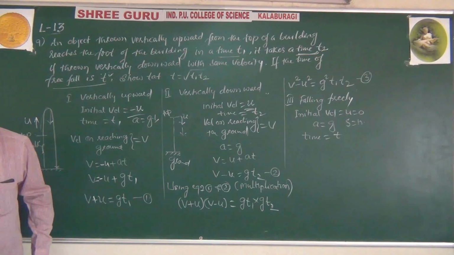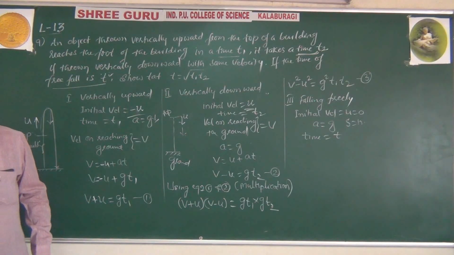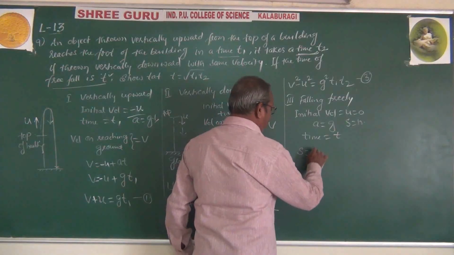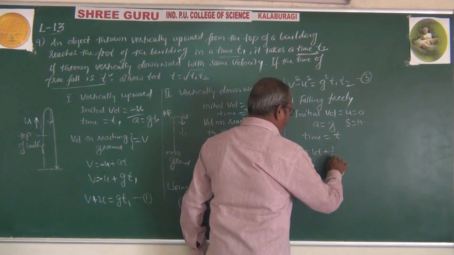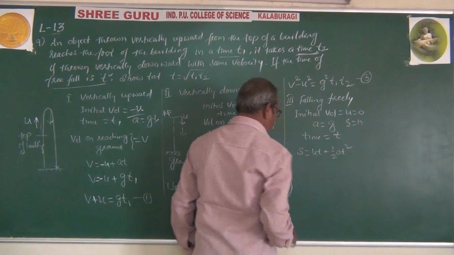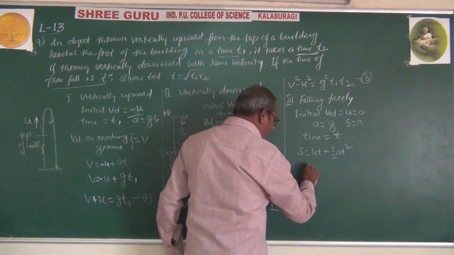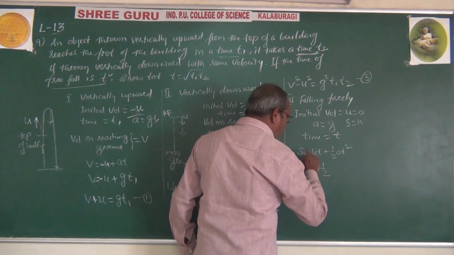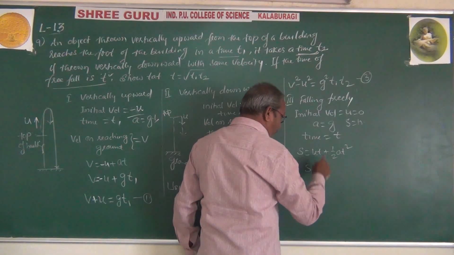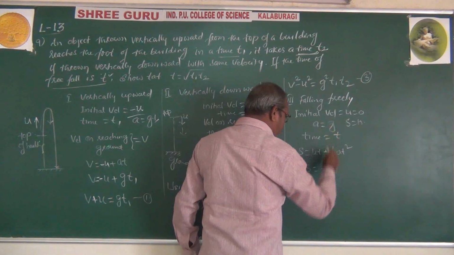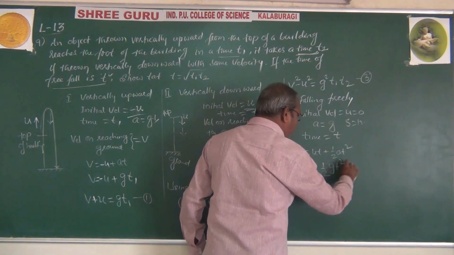Now for this case, the distance s: actually we have s equals ut plus half a t square. u equals 0, and 0 into anything is 0. So s equals 1 by 2, a is nothing but g, so s equals 1 by 2 g t square.